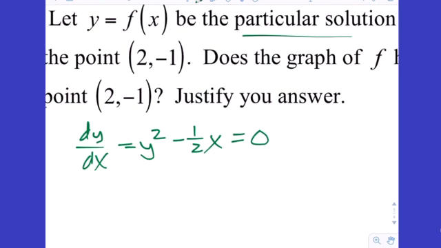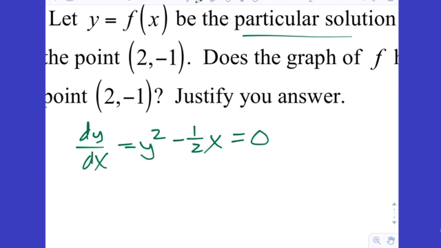No, I don't have any variables in the denominator, and I don't have any variables under a square root where negatives would be prohibited. So it looks like for any value of x and y, I'm going to be able to plug it in there and get an answer. Okay, so I'll just set it equal to 0.